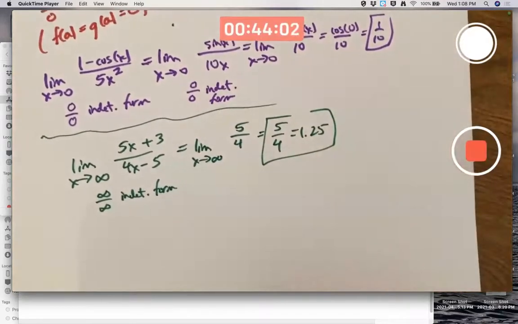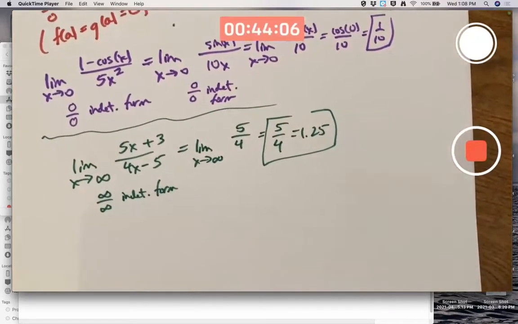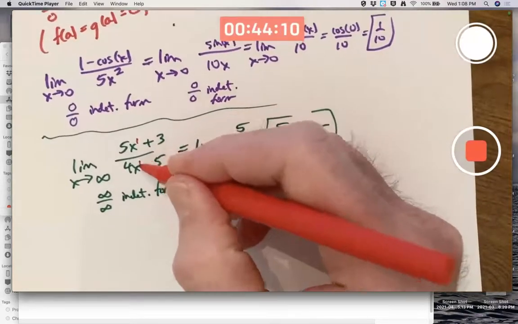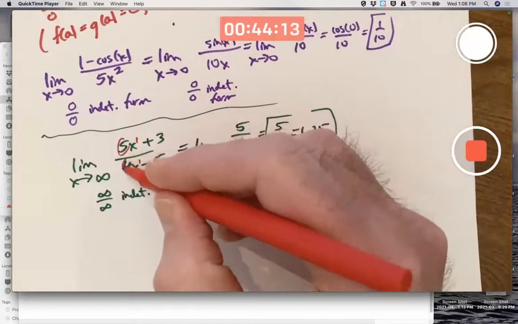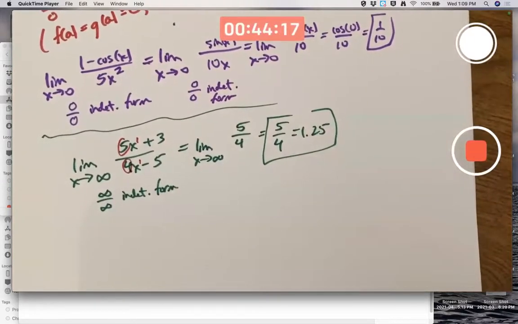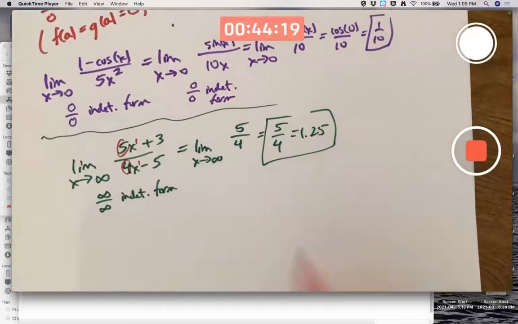But hey, we already knew that because this is a rational function where the degree of the top and the bottom are the same, first degrees. So you look at the coefficients of the highest powers and take their ratio. We already knew the answer was 5/4, but this is verifying it with L'Hopital's rule.